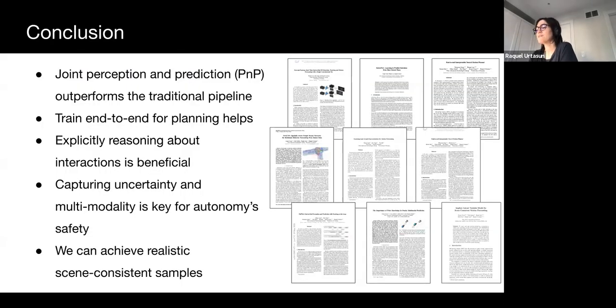In conclusion, we have seen that joint perception and prediction outperforms the traditional pipeline, while still keeping the interpretability of detection, tracking, and motion forecasting. Moreover, we show that we can also do motion planning in this end-to-end framework. We have benchmarked multiple mechanisms for actor-to-actor interaction reasoning and proved this explicit reasoning to be beneficial. Regarding multimodality, we have seen that a trade-off between precision and recall in the distribution of trajectories is key to safety in motion planning. Finally, we have seen that it is possible to generate realistic scene-consistent samples efficiently with an implicit latent variable model.